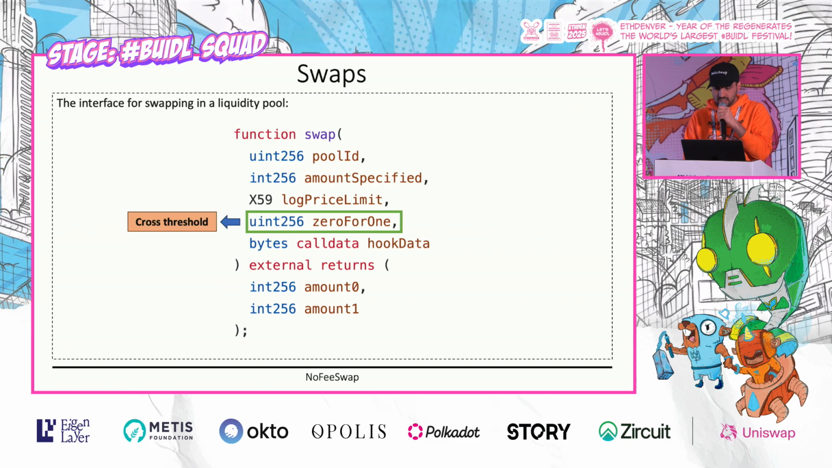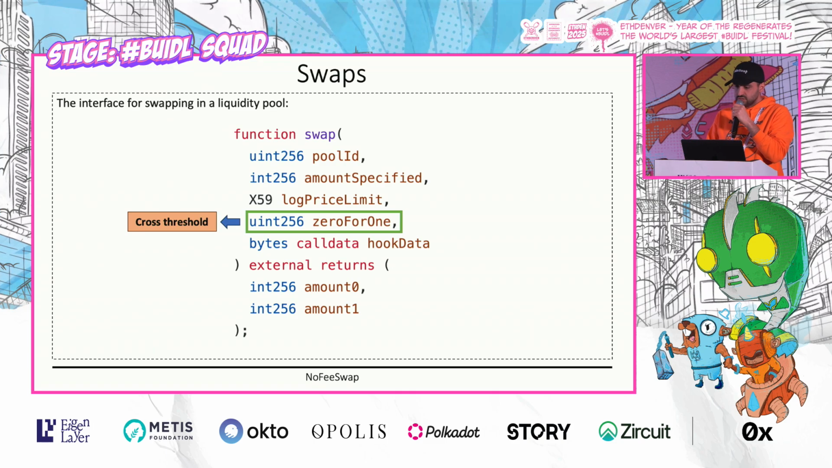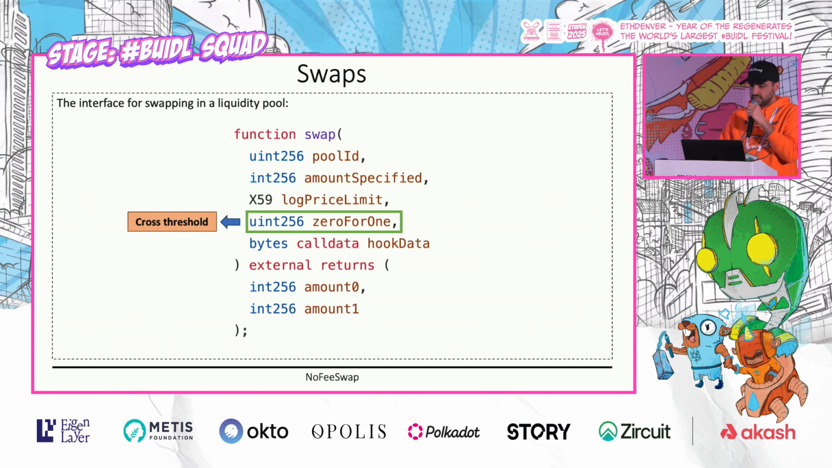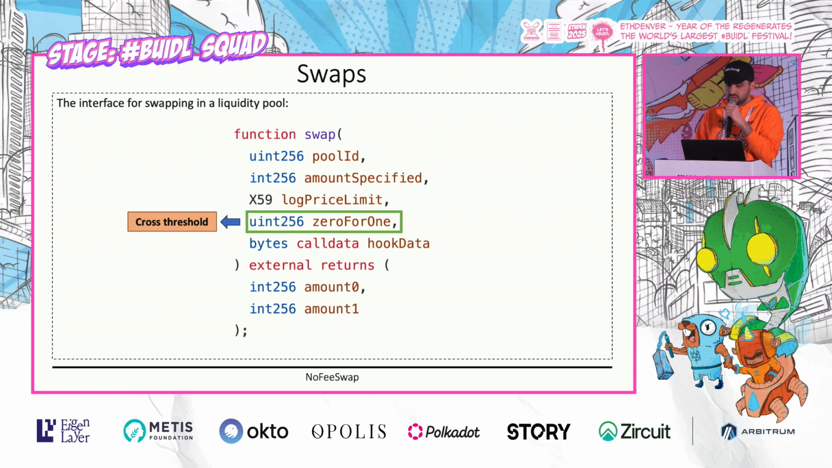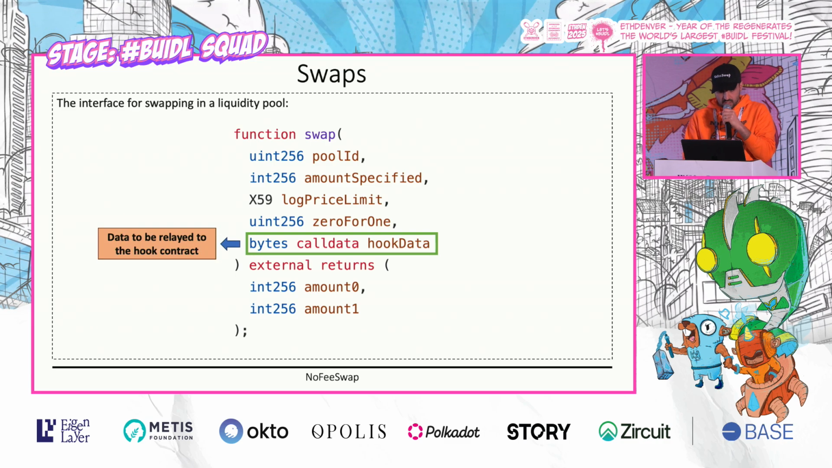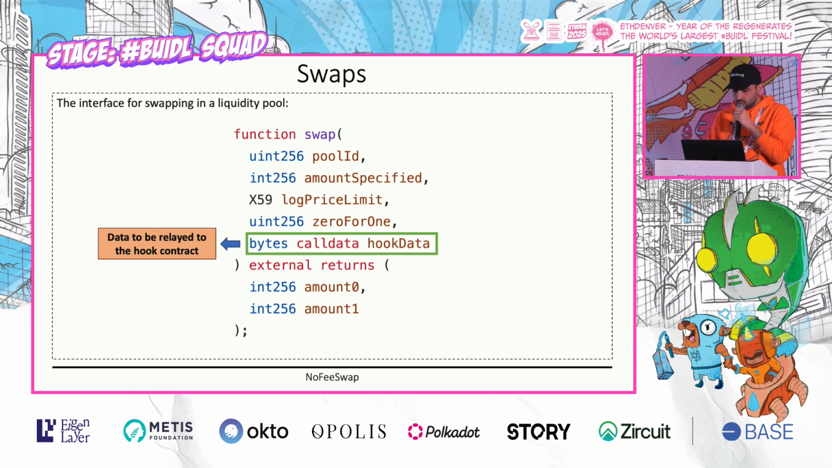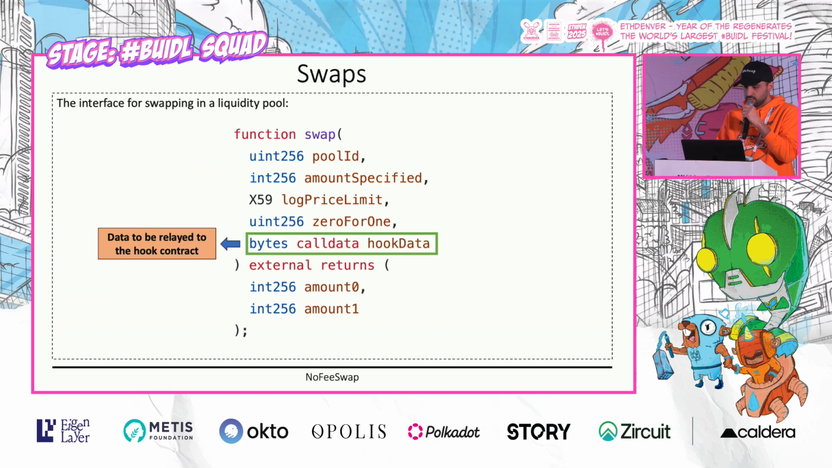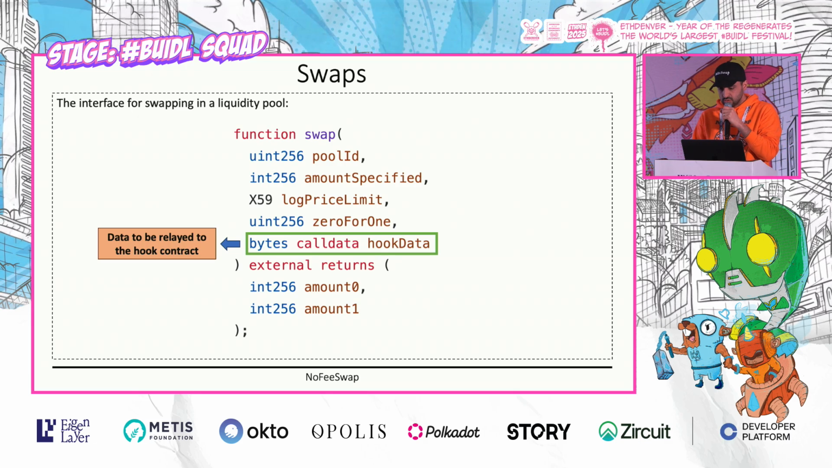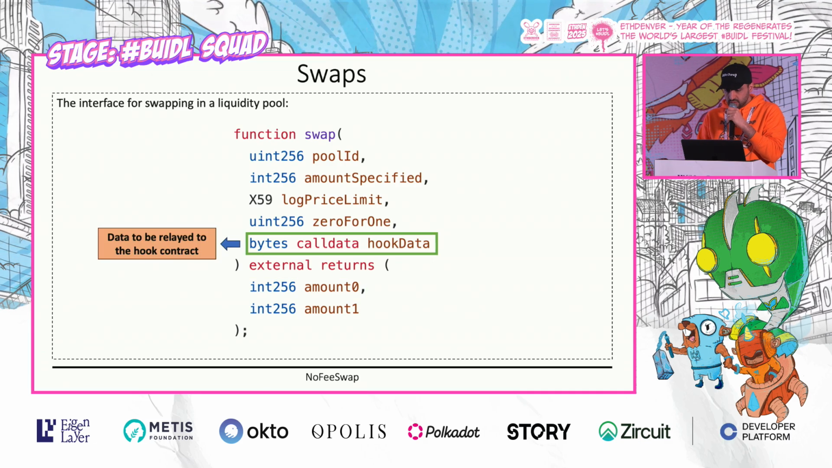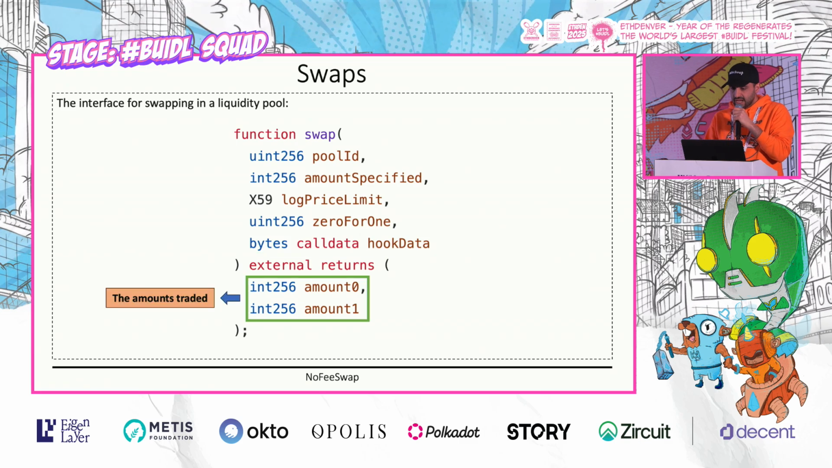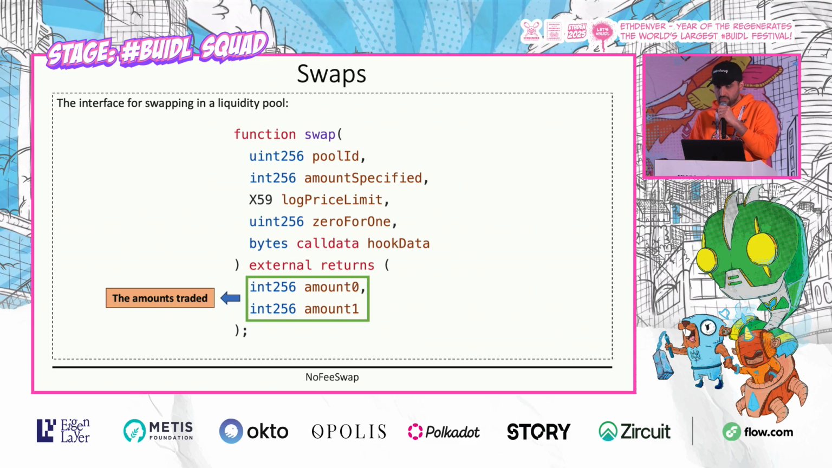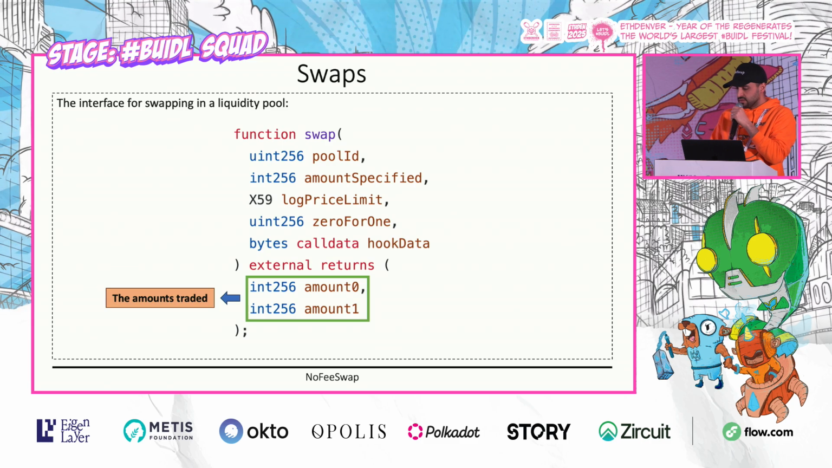There is an optional hidden parameter called cross threshold, which is embedded as the most significant 128 bits of the direction input. The cross-threshold parameter can prevent the swap mechanism from entering low liquidity intervals. This is a standard hook data input as well, and the content will be relayed directly to the hook contract associated with it. And lastly, the outgoing and incoming token amounts are returned as the output of the swap method.